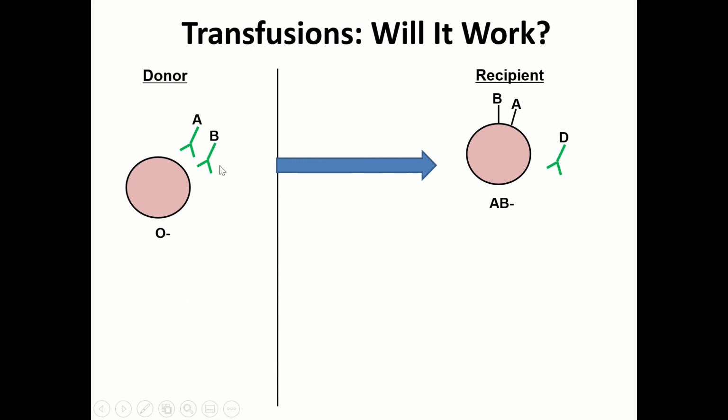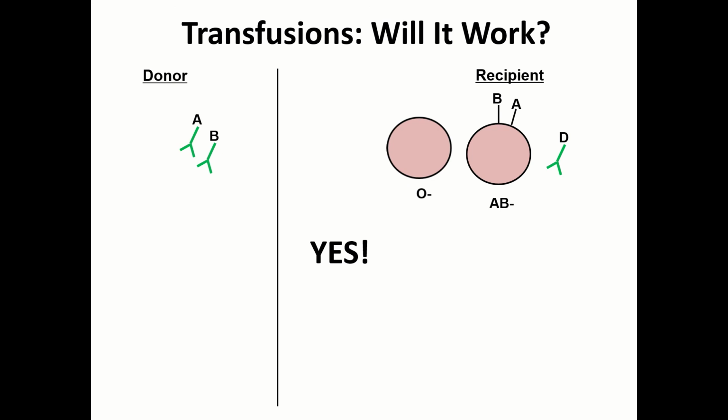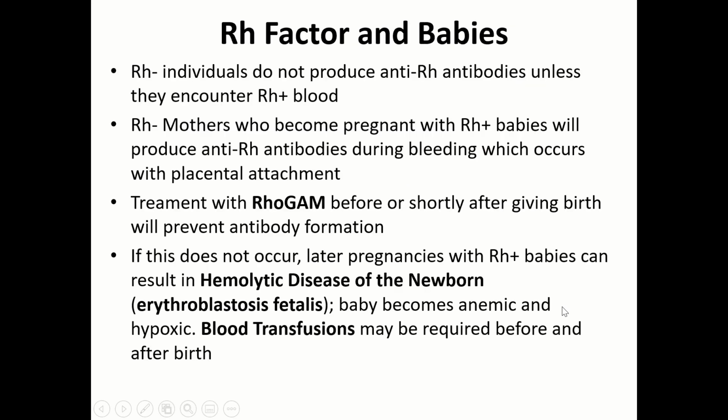We see instead of using O positive blood, now we're using O negative blood to transfer to this AB negative individual. And since they are making anti-D antibodies following that positive blood transfusion, that has nothing to recognize, so this would be a better choice. This is a more successful transfusion.